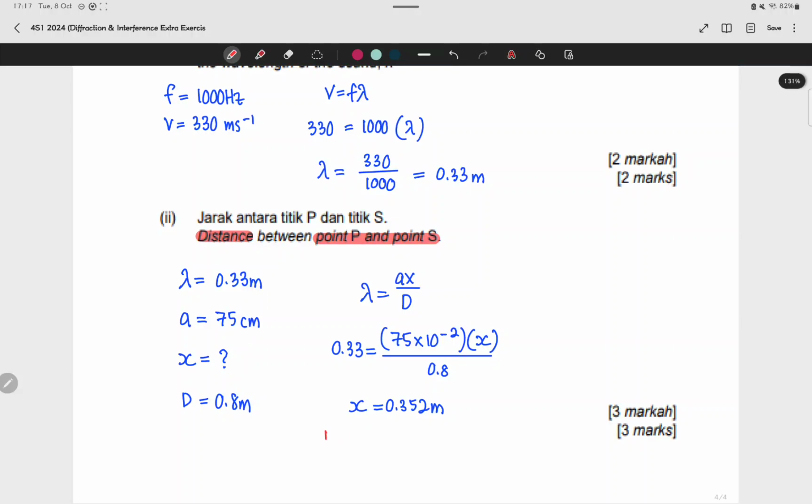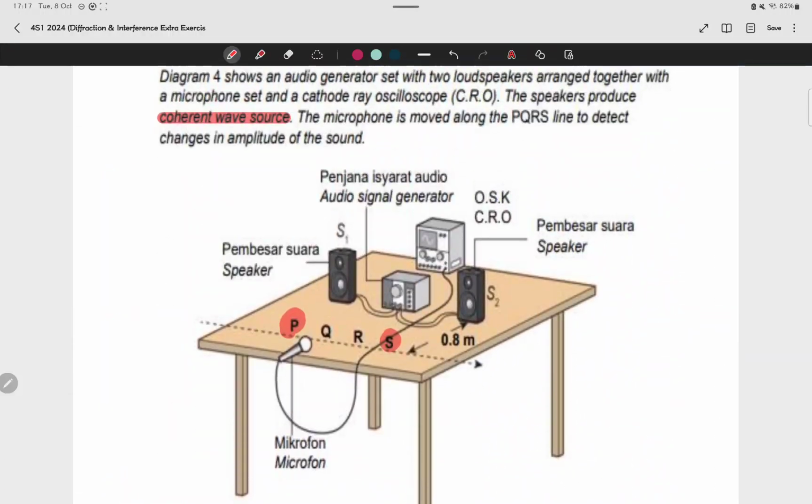X represents the distance between two consecutive nodal or anti-nodal lines, correct? Or basically, in this sound wave, it is the distance between two consecutive loud sounds or two consecutive soft sounds. So now we look at the P and S.